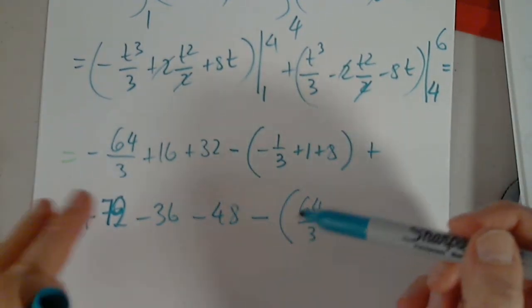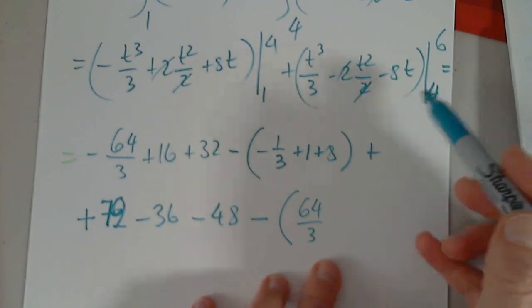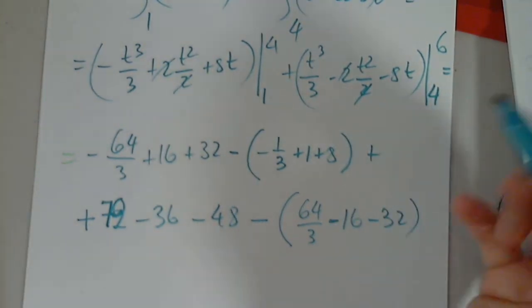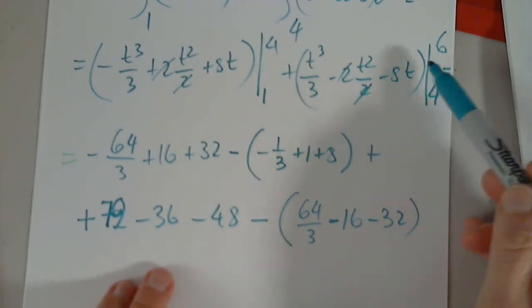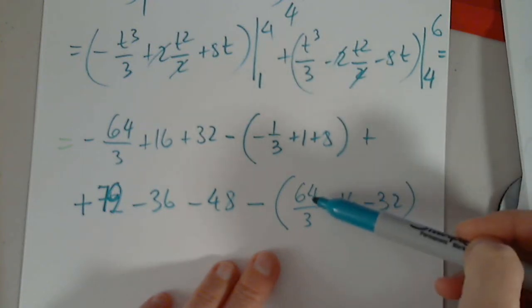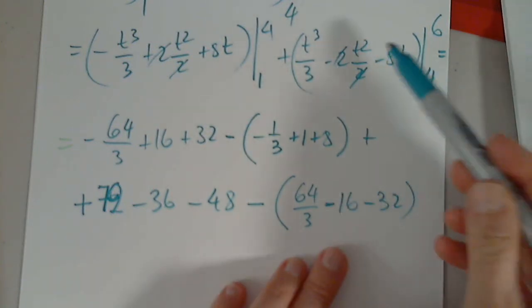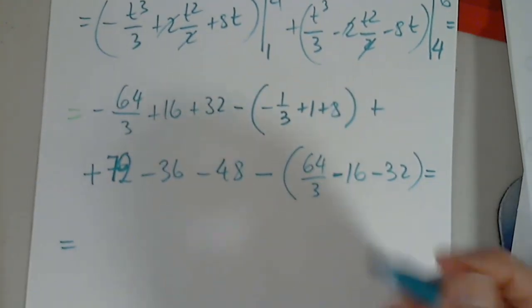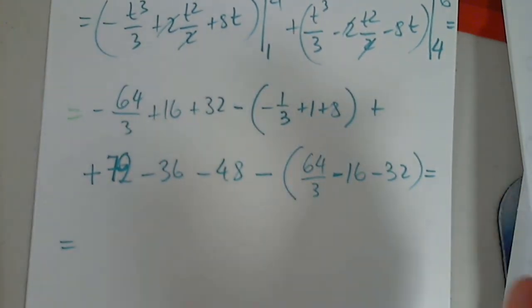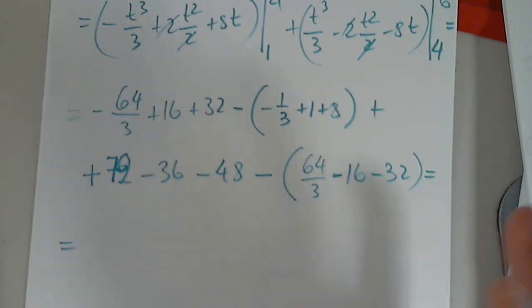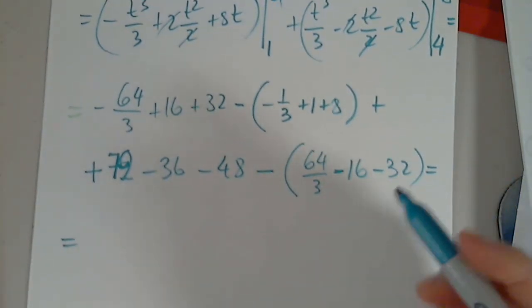So where am I? I'm plugging in 4. So 64 over 3 minus 16 minus 32. Okay, I'm checking so I'm on the right track. 36, 48 minus 64 minus 16 minus 32. Okay. Of course, this has to be a positive number. There is no discussion there. Because we are adding, no matter what the particle does, we're always adding. We're not subtracting anything. Okay.